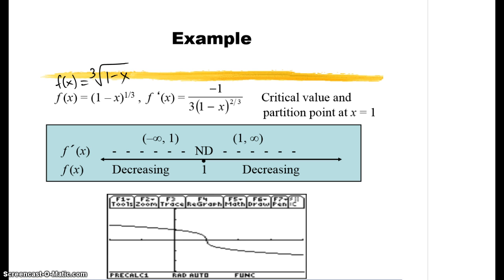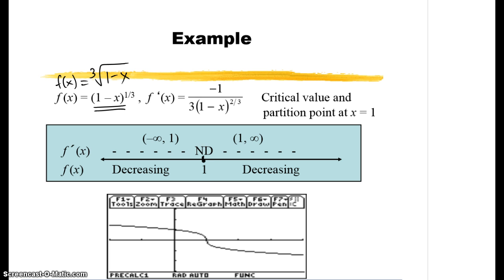Okay, having that in mind, once again we worry, where is this derivative 0 and where is it undefined? But notice this derivative is not ever 0, because if you think of it as a fraction, it can only equal 0 if the numerator is 0, and my numerator is negative 1, so it's never going to equal 0. So I only worry about where the derivative is not defined. And clearly you should see that it's not defined at x equal to 1, because this is where the denominator will be 0. So the critical value and partition point in this case is x equal to 1. Notice x equal to 1 is in the domain of the function. It is perfectly fine to plug x equal to 1 into your function, and you'll get an output. So that's fine. So therefore, that's a critical value.